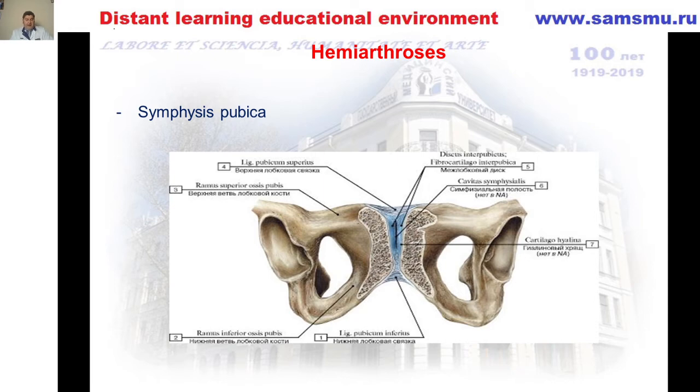So, at the same time, the presence of a cavity allows the pubic bones to diverge at least a little, which is especially important for women, who due to this increase the size of the exit from the small pelvis.